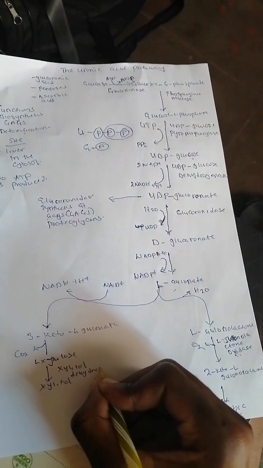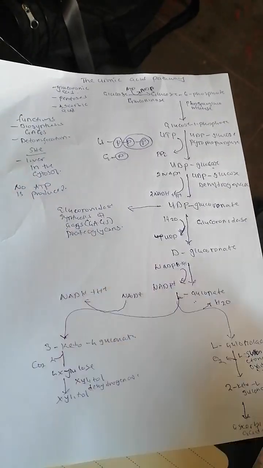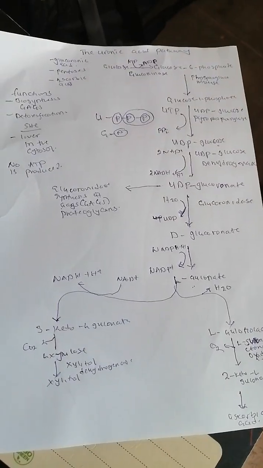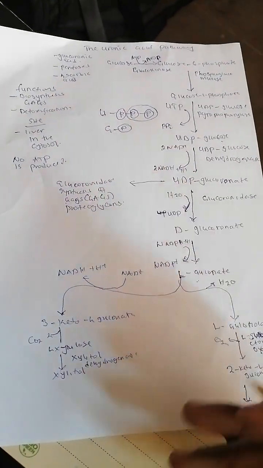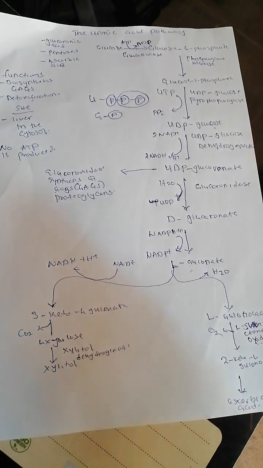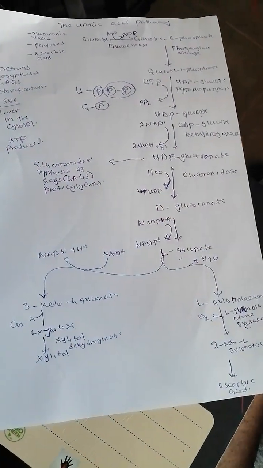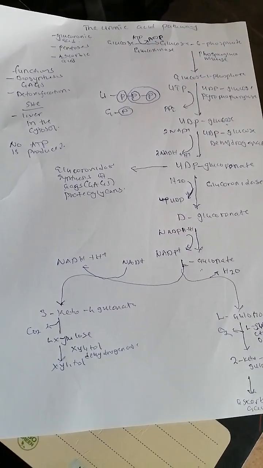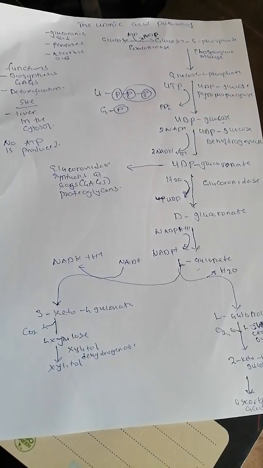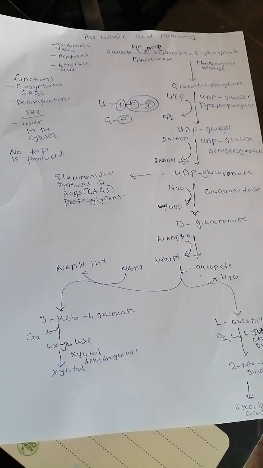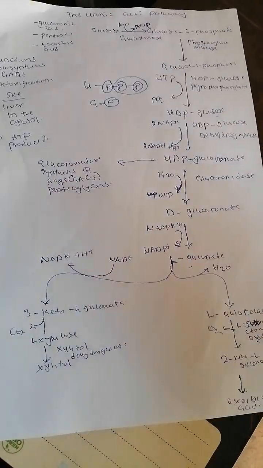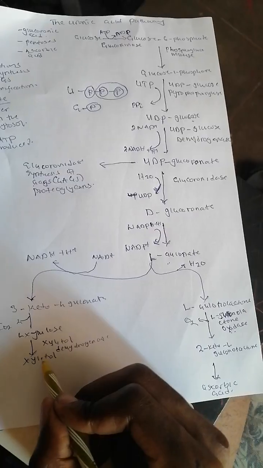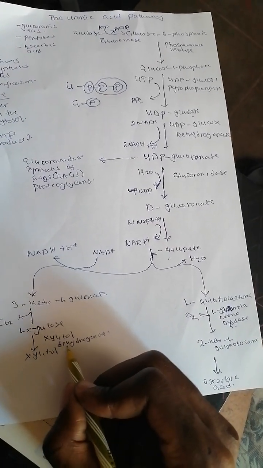One good thing about biochemistry is that it has a lot of enzymes which you are supposed to remember. But one interesting fact is that these enzymes are easy to remember. Most of them end in dehydrogenase, so it's easier to relate. Once you know what the enzyme is acting on, it'll be easier to recall the enzyme you're dealing with. So the xylulose is being converted to xylitol by the enzyme xylitol dehydrogenase.